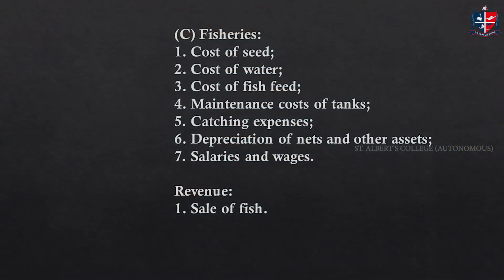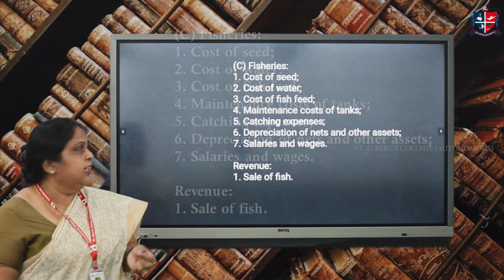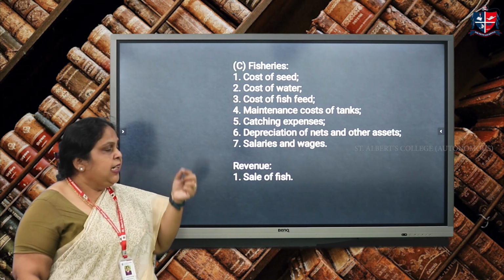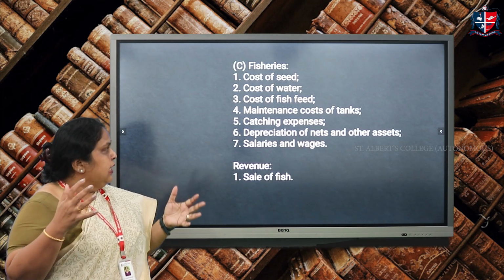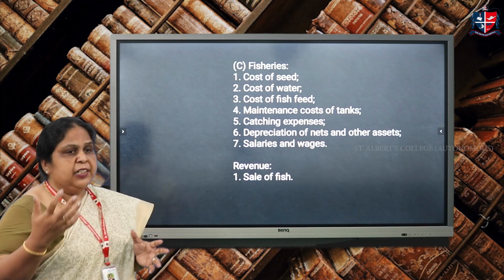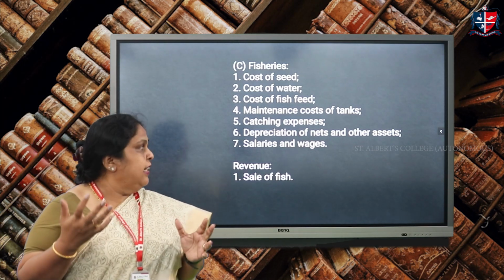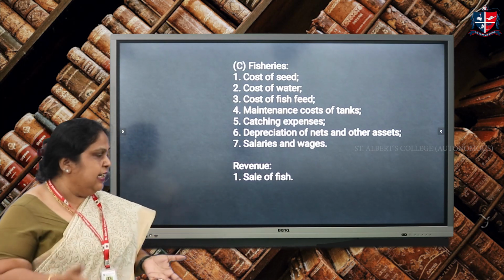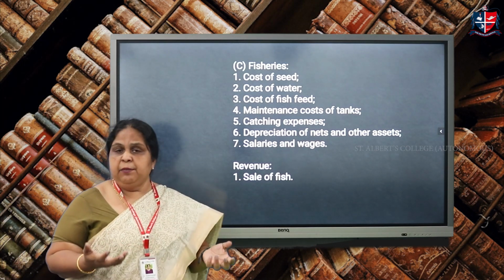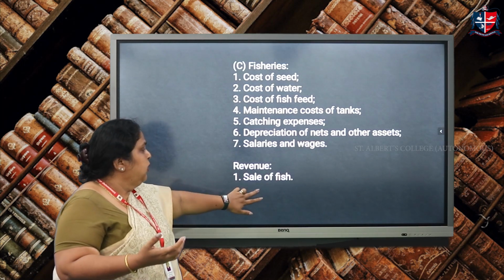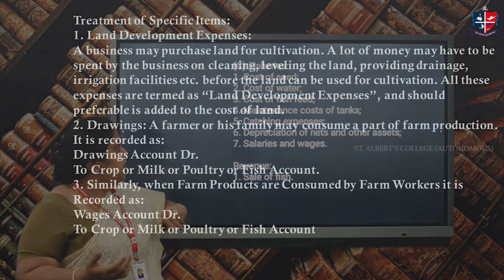Then next is fisheries. What are the costs? You have the cost of seed, cost of water, cost of fish feed. You have to feed the fishes, isn't it? Cost of fish feed, maintenance of the tanks, then the catching expense, then any depreciation on the nets and any other assets, salary and wages. And the income received is from the sale of fishes.